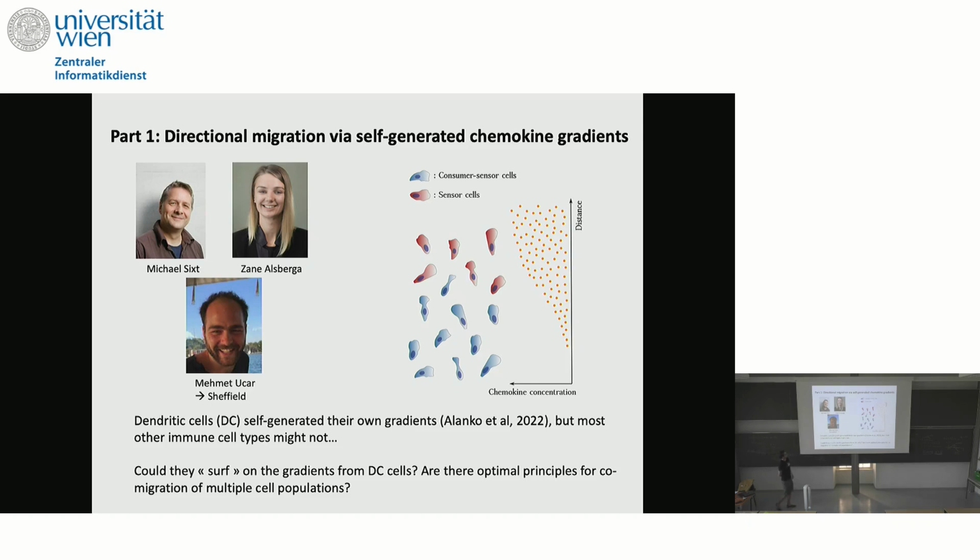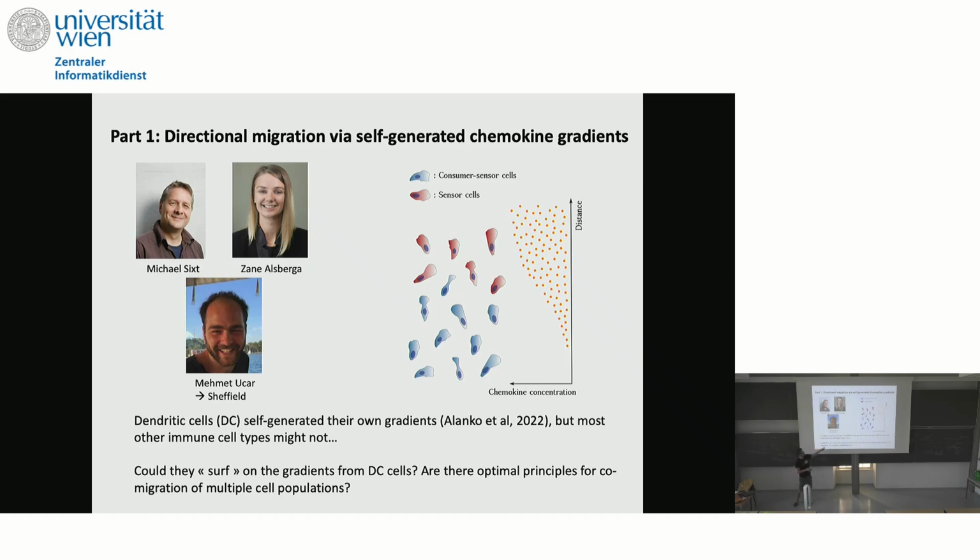And so what we've shown in the earliest paper that Mehmet was also involved in is that one immune cell, dendritic cells, can self-generate their own gradients. So it's exactly what I've shown you before. They eat up their own chemoattractant and they migrate in response to this. But actually, we had some evidence that many other immune cell types cannot self-generate gradients. They can sense gradients, but they cannot self-generate them.